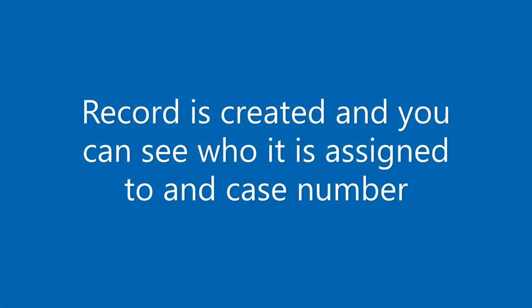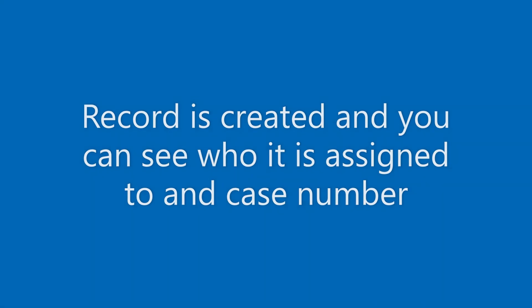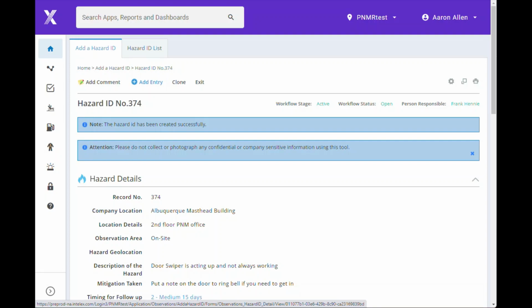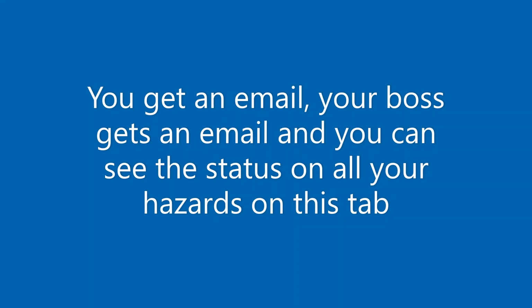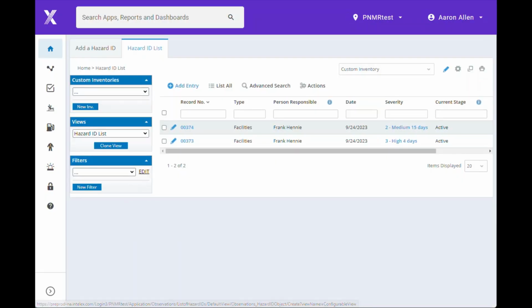We see a hazard number has been assigned, and you can also see who it's been assigned to and its case number. Person responsible is Frank Kenny. Status is active. You'll get an email, your boss gets an email, and you can always see the status on all your hazards on the hazard area list. Right here, hazard ID list.